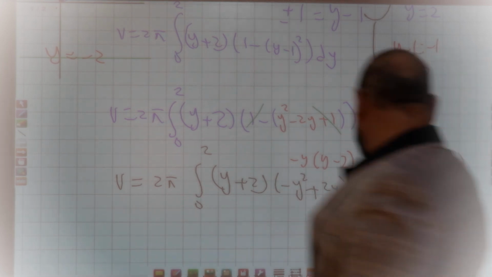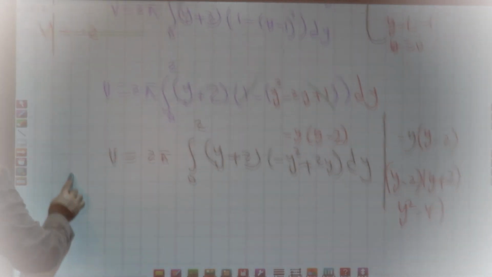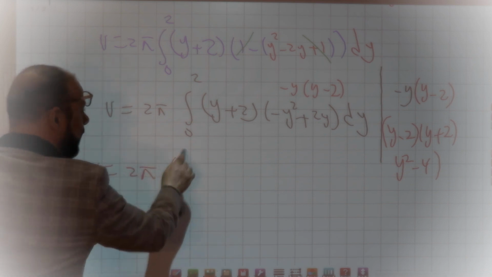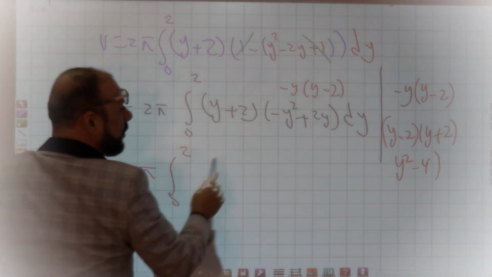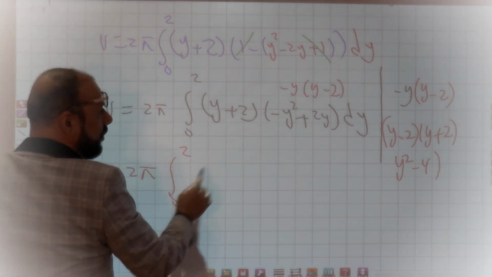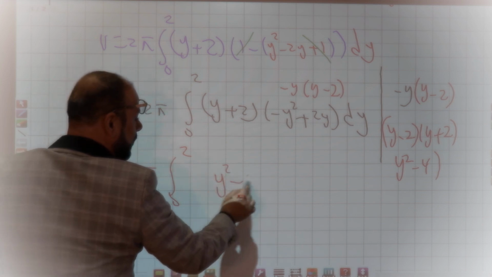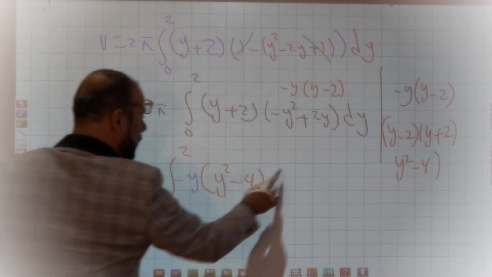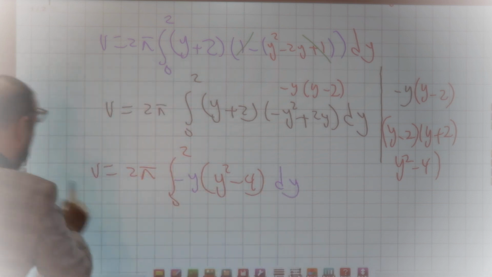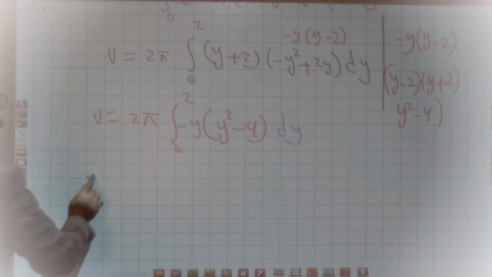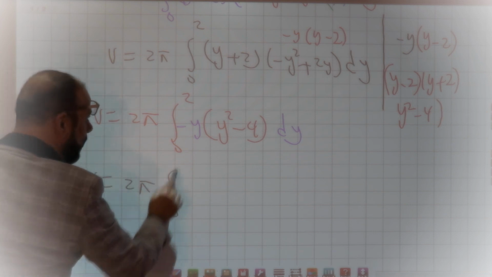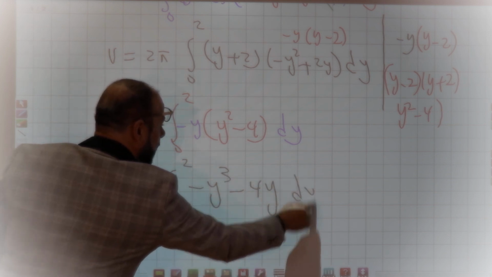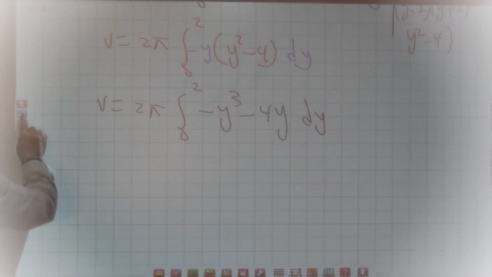Wow. If you watch the function a little bit, you will be able to solve it. Volume equals 2 pi integral, and y plus 2 times y minus 2 will be y squared minus 4. And don't forget we have the negative y here and this y, dy. Now the last step is to multiply and integrate. Volume equals integral from 0 to 2 of negative y cubed minus 4y dy. Then integrate it and evaluate. I'm going to leave it for you.